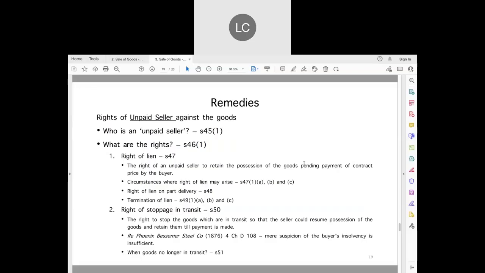Then you have to refer to section 2, which tells you when a person becomes insolvent. It is when he has ceased to pay his debts in the ordinary course of business or cannot pay his debts as they become due, whether he has committed an act of bankruptcy or not.